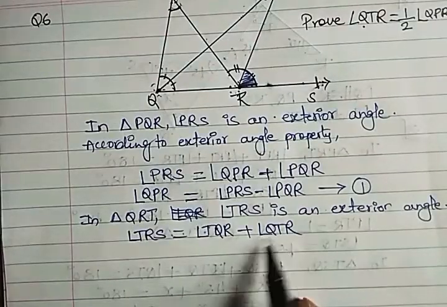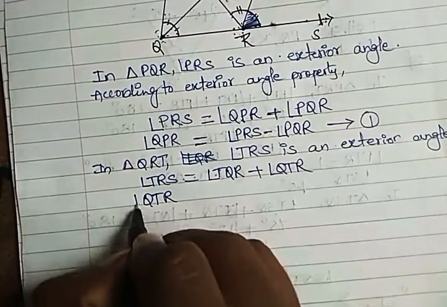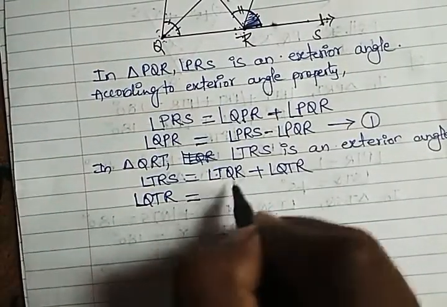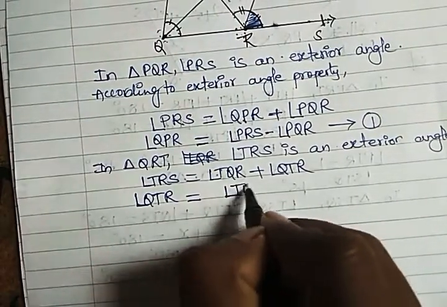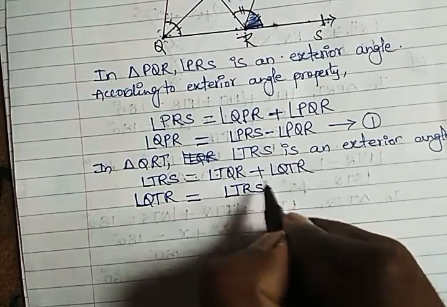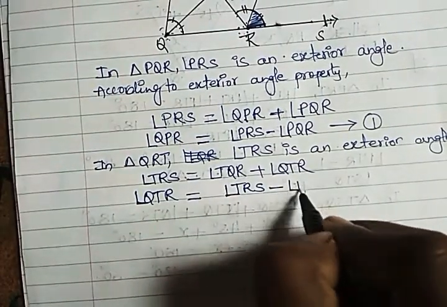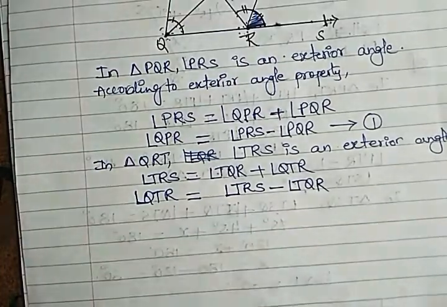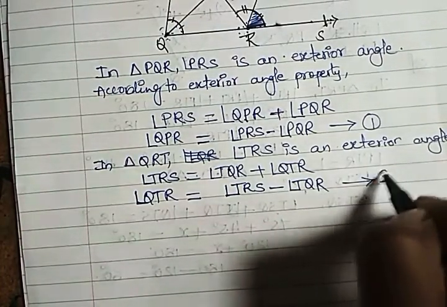So from this also we leave QTR on one side and take the rest to the other side. So QTR is equal to TQR goes to the other side. TRS is already there. TRS is in addition, and when it goes to the other side it comes to the subtraction. Minus TQR. Okay, let this be equation 2.